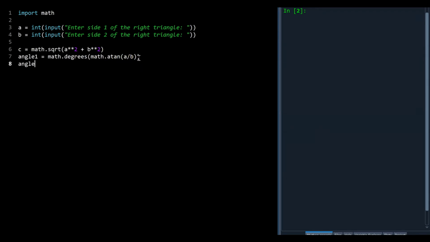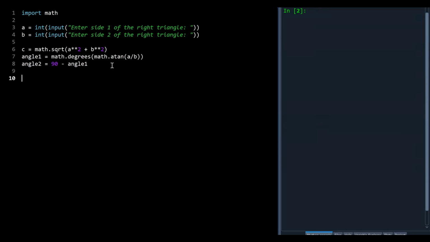Okay. And then our other angle, angle 2, was just 90 minus angle 1. Or you could do this entire formula again, but it would be B divided by A. Okay. And we just have to print those values out.